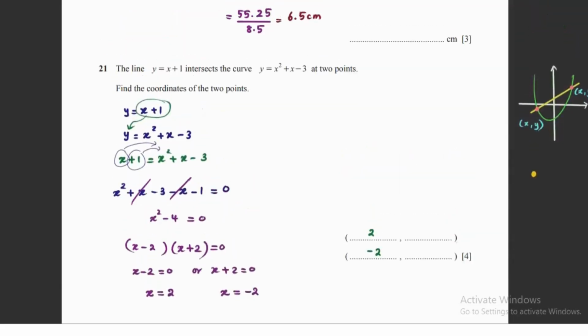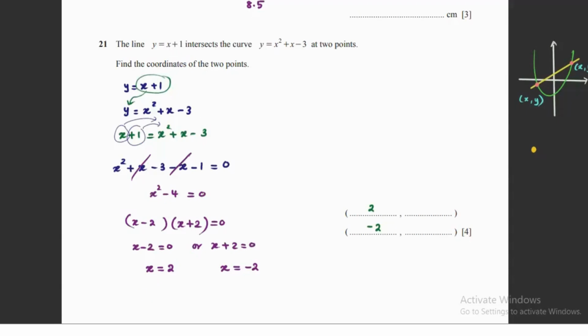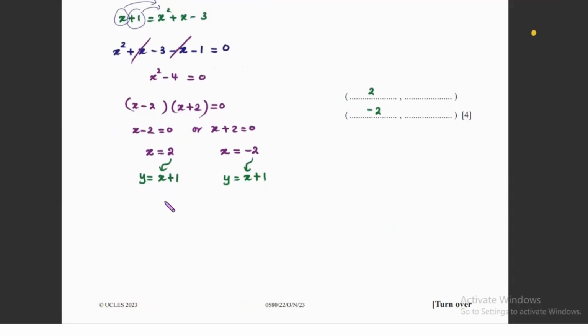I now need to find the y values. For us to find the values of y, y is equal to x plus 1 is the equation I'm going to use, because that looks much easier and simpler. So I'm going to substitute the values of x that I found here, which are 2 and negative 2. When I substitute 2, I get the value of y as 3. And when I substitute negative 2, I get the value of y as negative 1. So this is the value of y when x is negative 2.